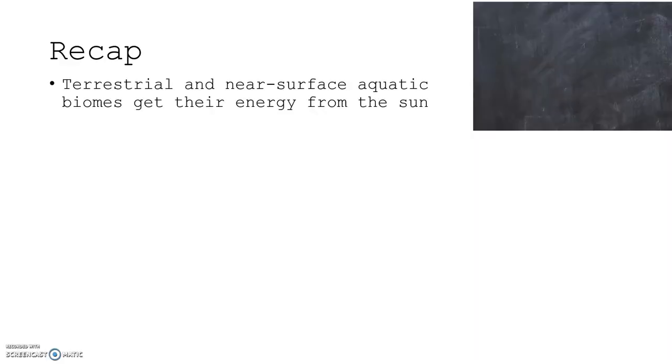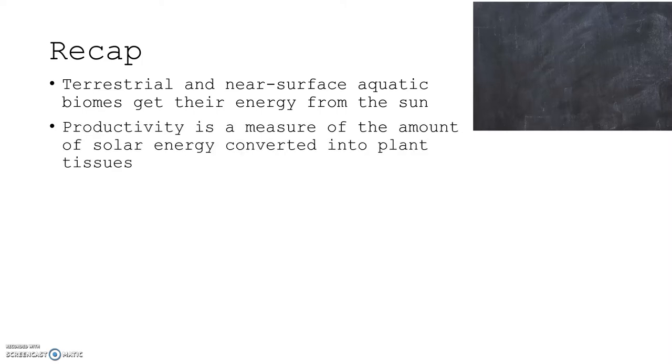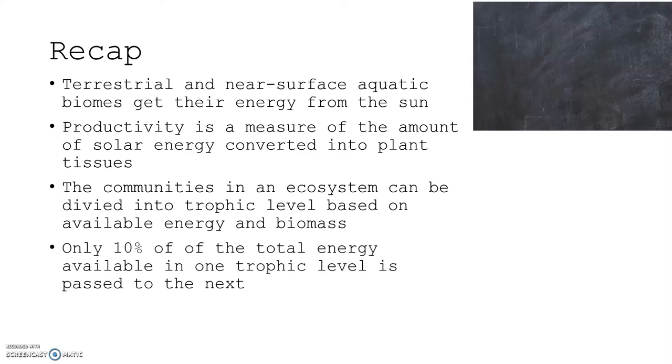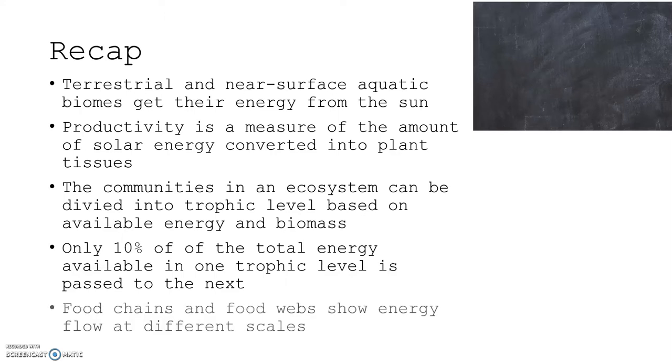So let's recap. Terrestrial and near-surface aquatic biomes get their energy from the sun. Productivity is a measure of the amount of solar energy converted into plant tissues. How much of that green stuff is growing? The communities in an ecosystem can be divided into trophic levels based on the available energy and biomass. And only 10% of the total energy is ever available to pass from one trophic level to the next, which is why we often stop at 4.